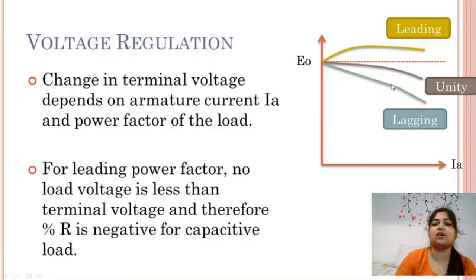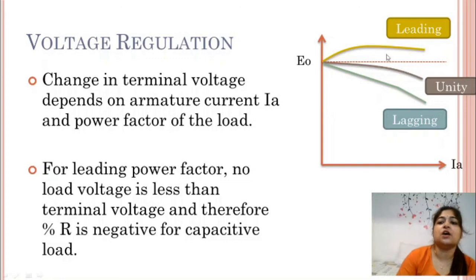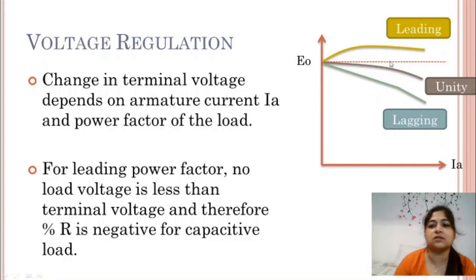So if you have lagging load, the difference between terminal voltage and induced EMF is more, while for unity power factor the difference is less. But for leading power factor, you will find that the terminal voltage is increasing more than the induced EMF, and hence for leading power factor the percentage regulation is always calculated as negative. So for capacitive load, your regulation should always be negative.